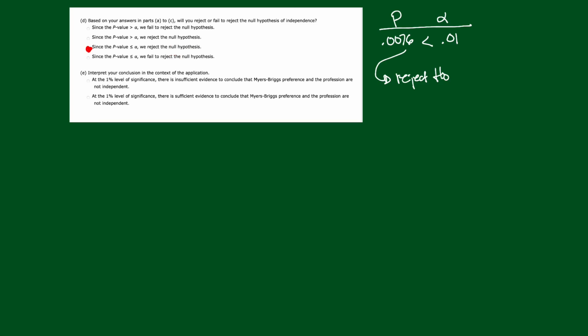And then our conclusion is to make an interpretation here. Remember what we're doing? We're rejecting the independence and saying they're not independent. One option says: at the 1% level of significance, there is insufficient evidence to conclude that they are not independent. A lot of double negatives there. What does this one say? At 1%, there is sufficient evidence to conclude that preference and profession are not independent. We have enough evidence, that's why we're rejecting. So we're going with this one right here.